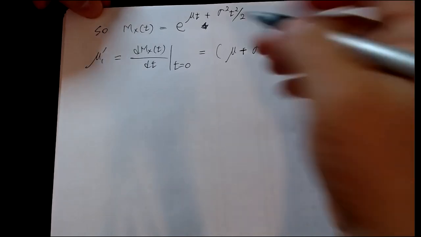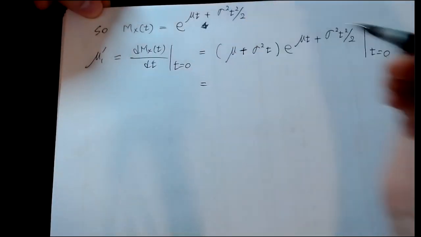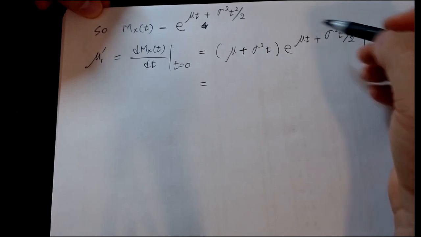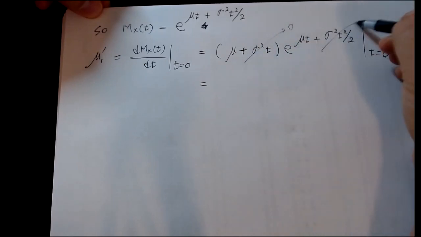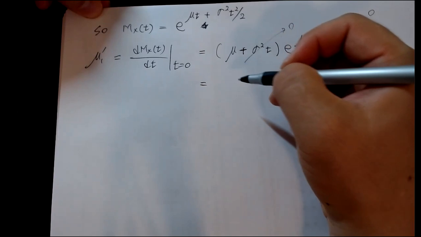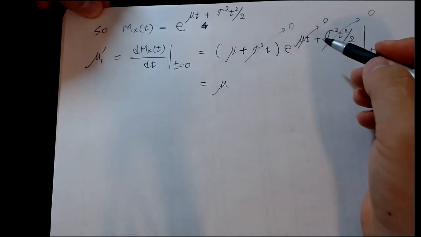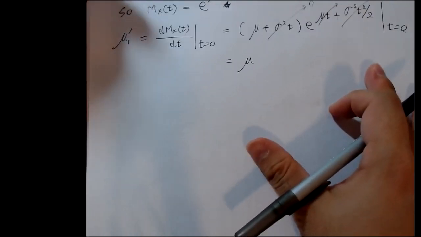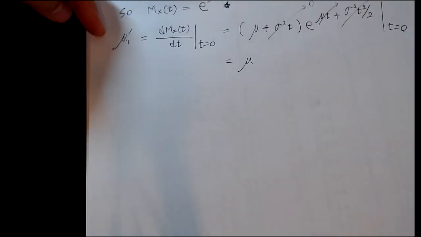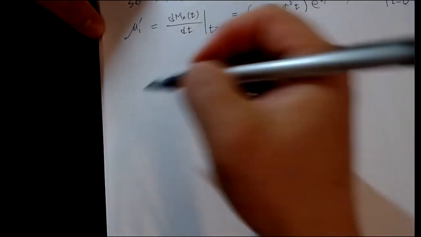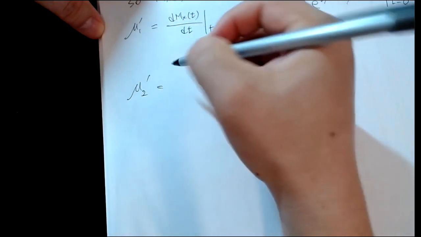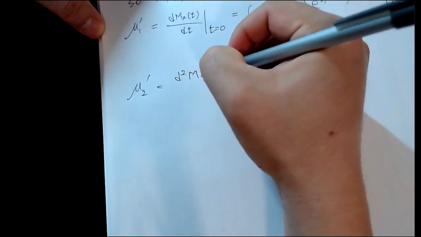Okay, now then this is equal to, now we plug in 0 for t, what happens? This term just goes to 0, and then this goes to 0, right? So we got mu times, and mu t is going to be 0. So we got mu times e to the 0, which is 1, so mu. Okay, so mu1 prime, which is the first moment about the origin, is equal to mu. Turns out to be mu. Okay. Now mu2 prime is going to be the second derivative of the moment generating function.